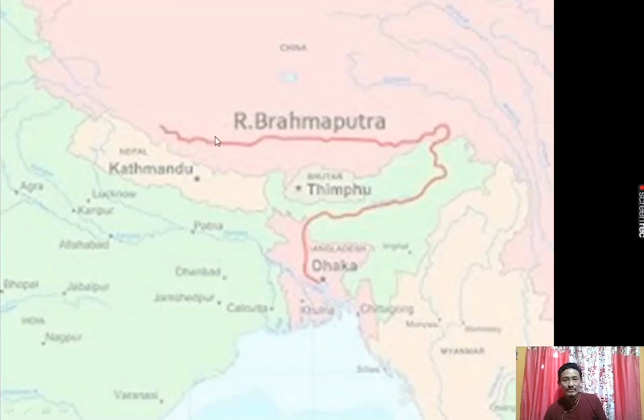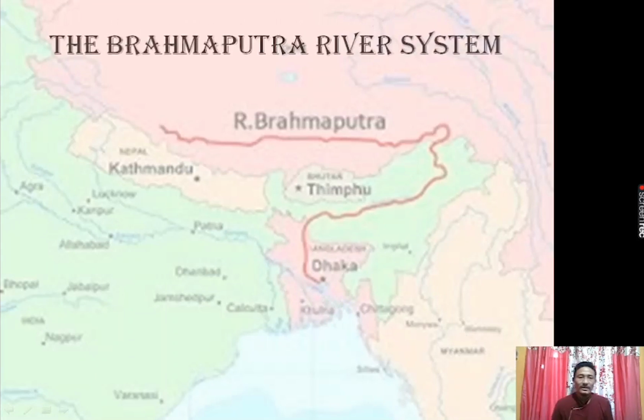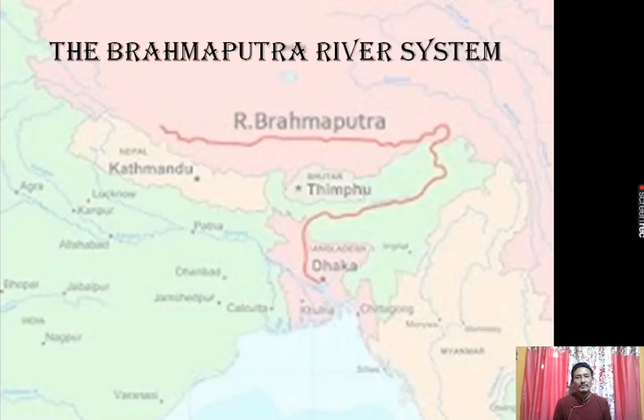So here you can see Brahmaputra, right, it runs parallel to the Himalayas. Then it enters from Arunachal Pradesh, where it is known as Dihang, and gradually it enters Assam, then it enters into Bangladesh, and here it is met by the river Ganga. Okay, so here we have the river Brahmaputra.